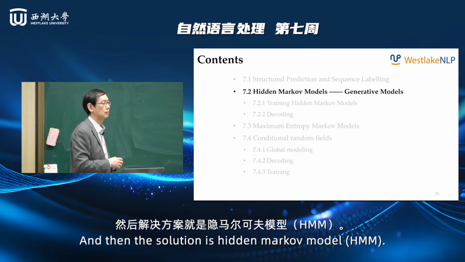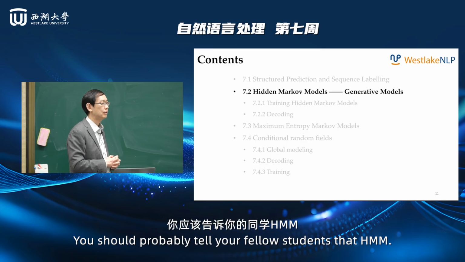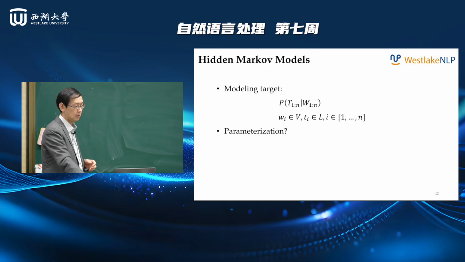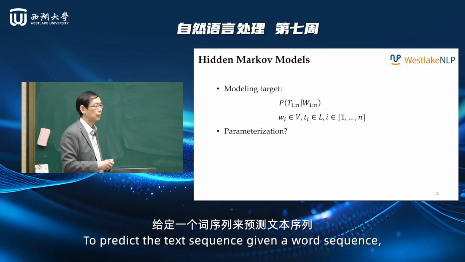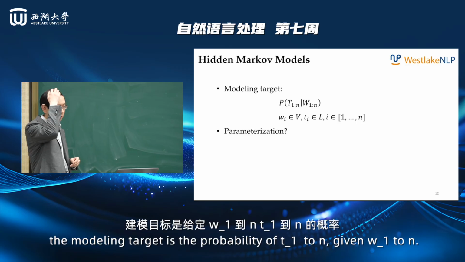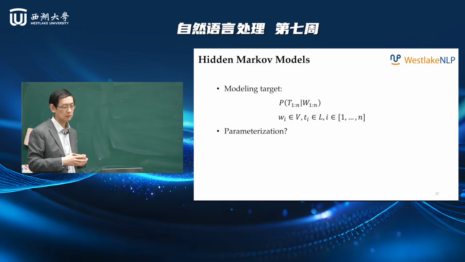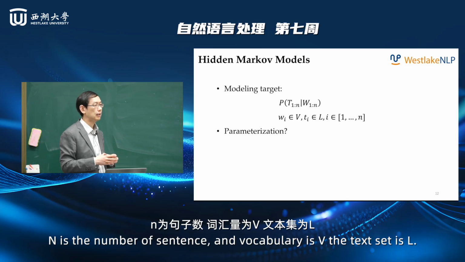And then the solution is the hidden Markov model, HMM. You should proudly tell your fellow students that you know HMM, at least the principles of it. Now we're trying to build a generative model to predict the tag sequence given a word sequence. The modeling target is the probability of T1 to N given W1 to N. N is the number of words in a sentence, the vocabulary is V, and the tag set is L.